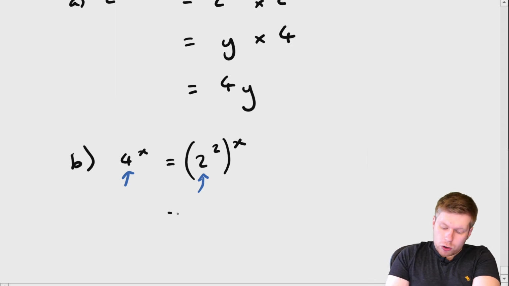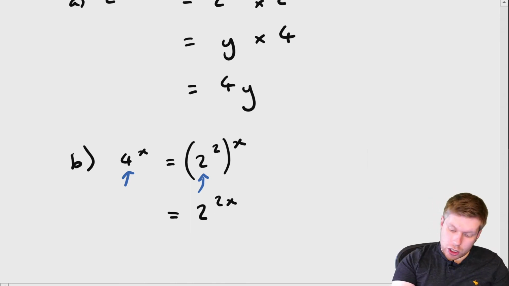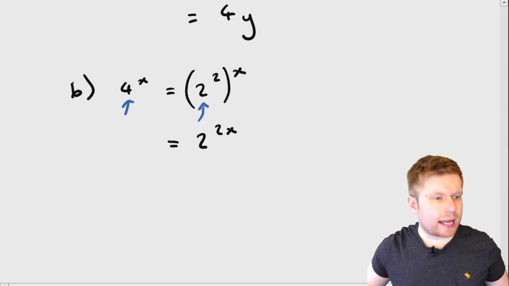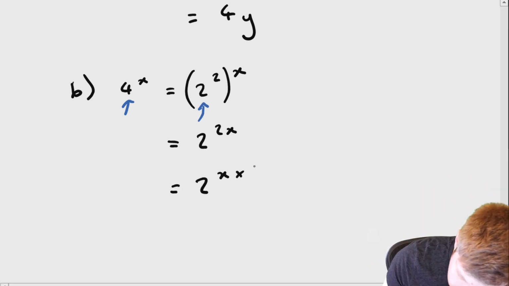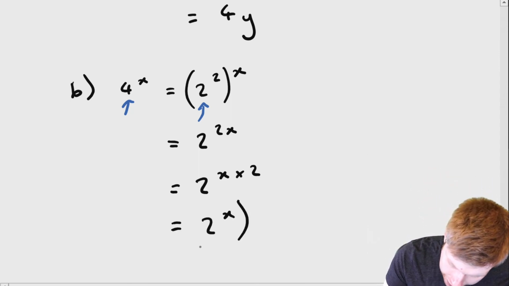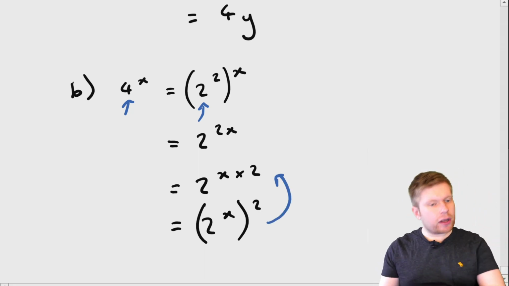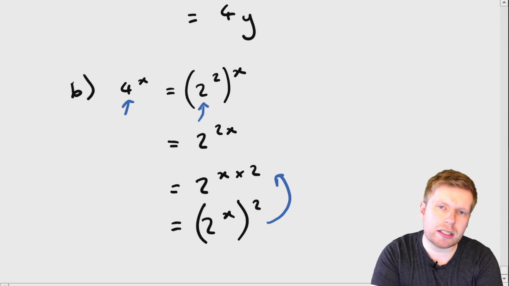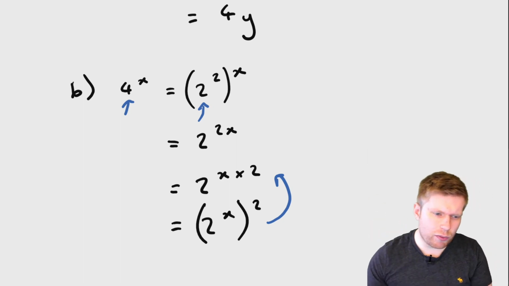Now I'm just going to multiply these two powers together, so 2 to the power of 2 multiplied by x, so 2 to the power of 2x, by my third law of indices. And in this case, it doesn't matter what order I multiply them in. So I could multiply it as 2 to the power of x times 2 instead of 2 times x. Or I could go backwards and write this as 2 to the power of x all raised to the power of 2. Just stop and pause for a second. Are you happy that if I go backwards, 2 to the power of x all raised to the power of 2, I should get 2 to the power of x times 2? I've just used my laws of indices in reverse here.